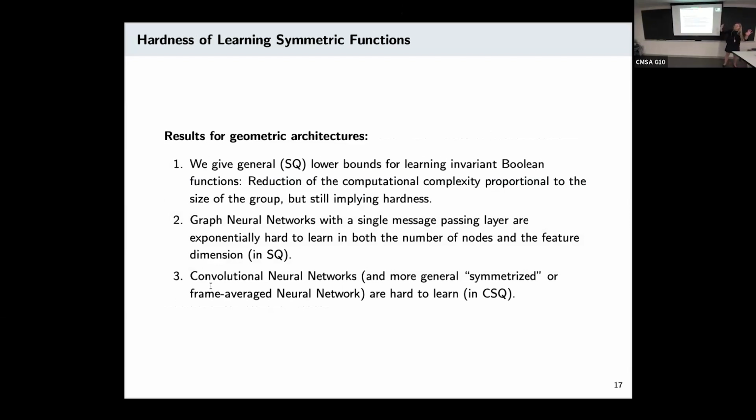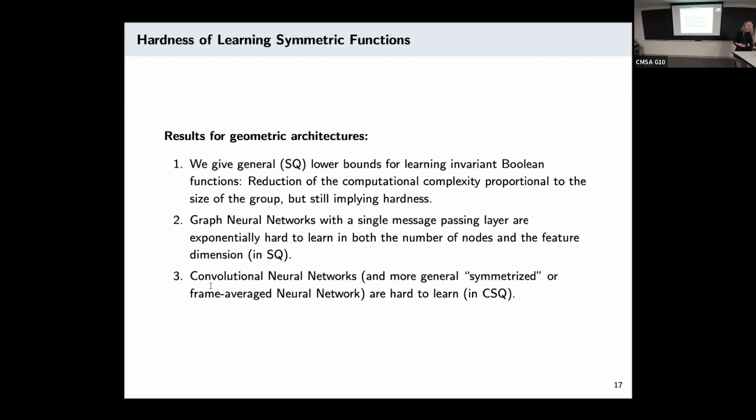So this was the general findings. Let me zoom in a little bit on what we can say about specific geometric architectures. Explicitly worked out, we have three settings in the paper. The first one is of more technical or theoretical interest, namely that it looks at invariant Boolean functions. That's not something that we encounter very often in the geometric machine learning literature. But from a historic perspective, a lot of the early work on the statistical query model has been considering Boolean functions.